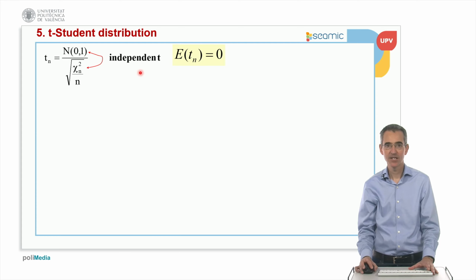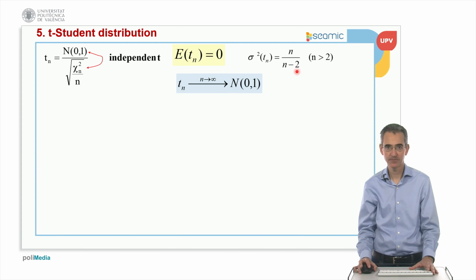Well, the average is 0, which makes a lot of sense because the average of the standard normal is 0, and because the average of the chi-square divided by n is 1, the square root of 1, so on average we are dividing by values which are 1. The variance is this one, so when n is big, this is approximately 1, but when n is small, the variance is not exactly 1. So this is the exact calculation for the variance.